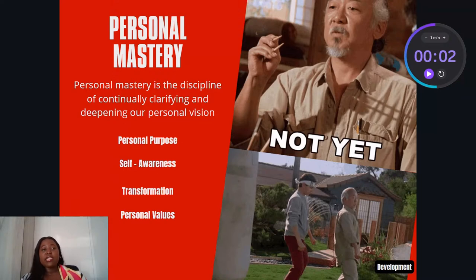Personal mastery is the discipline of continually clarifying and deepening your personal vision. So it's defining where you want to go, seeing the end in mind, and identifying what change I need to make within me to get to where I want to go. And it's divided into several pillars. These are just a few that I picked out.